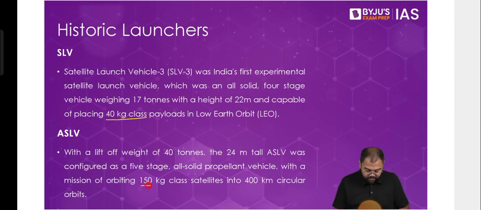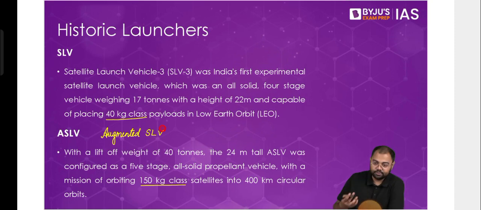So the next one that we had was ASLV. With ASLV, a 150 kg satellite could be launched, but again 150 kg, although an improvement on SLV, was still not enough. It stands for augmented satellite launch vehicle. So it had a better range this time. It also had a better payload capacity, but yet not enough. This changes when we come to the operational launchers.